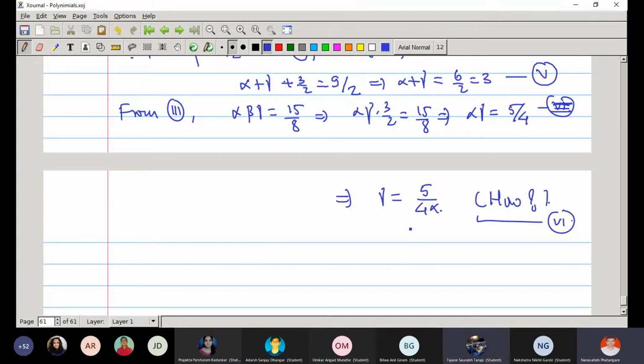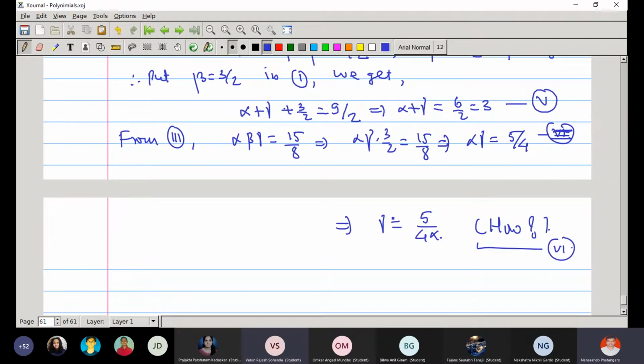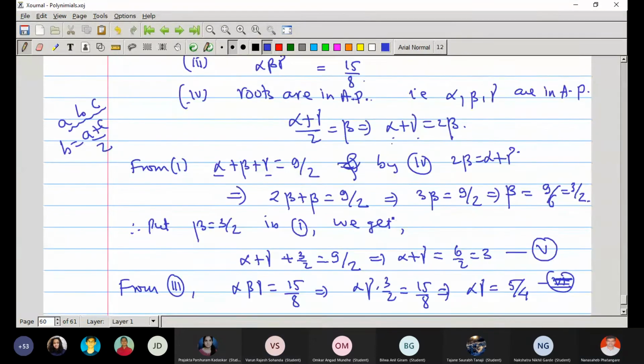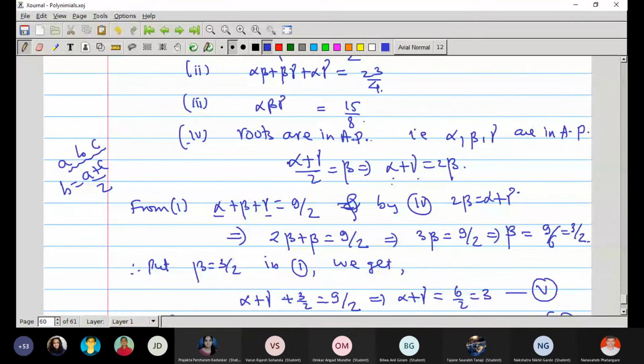When alpha is equal to 0. Yes, sir, when alpha is 0, we cannot divide. Otherwise we can divide by alpha. And we are sure that the roots are non-zero. If a root were 0, then the product would be 0. You understand?